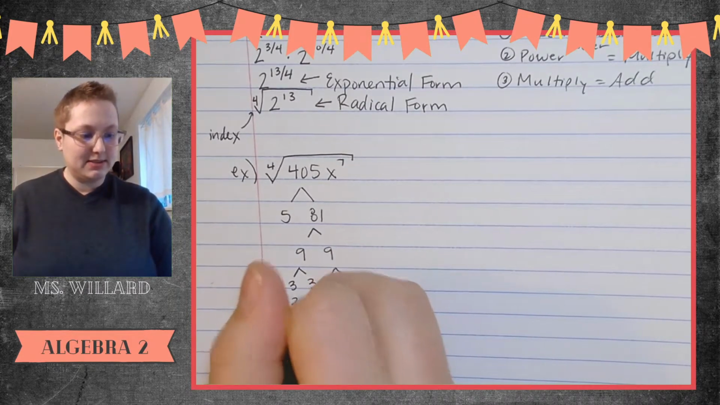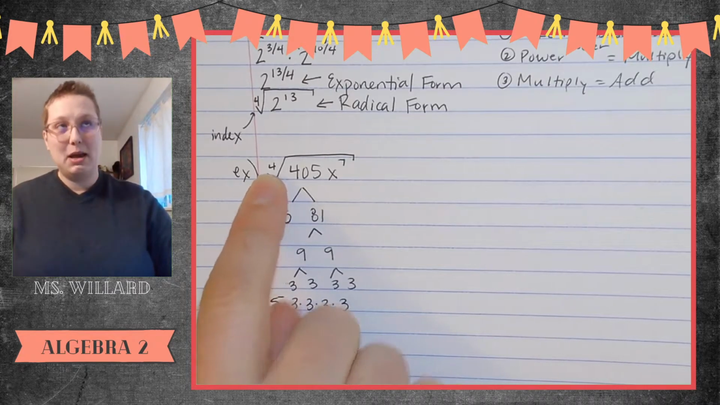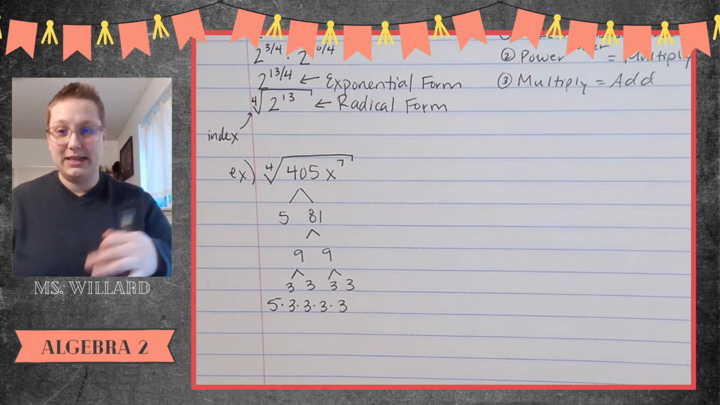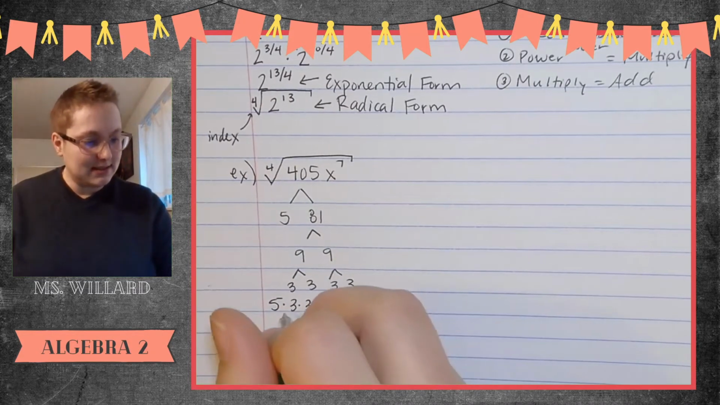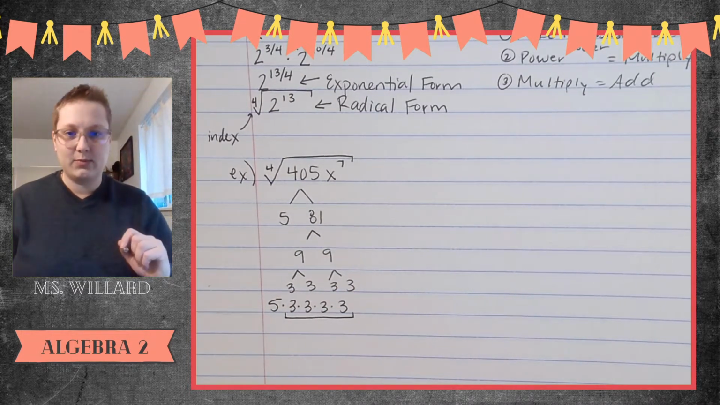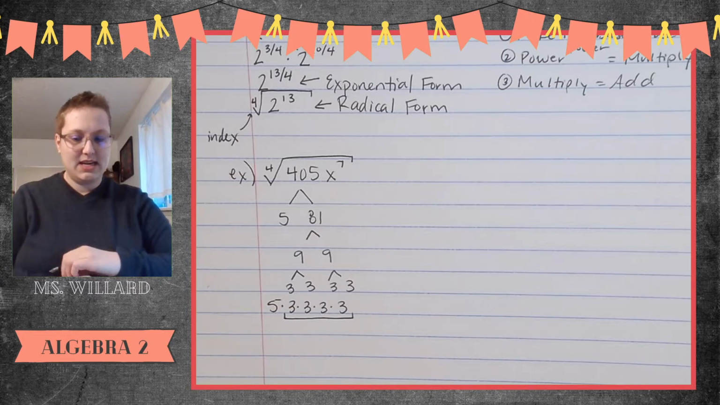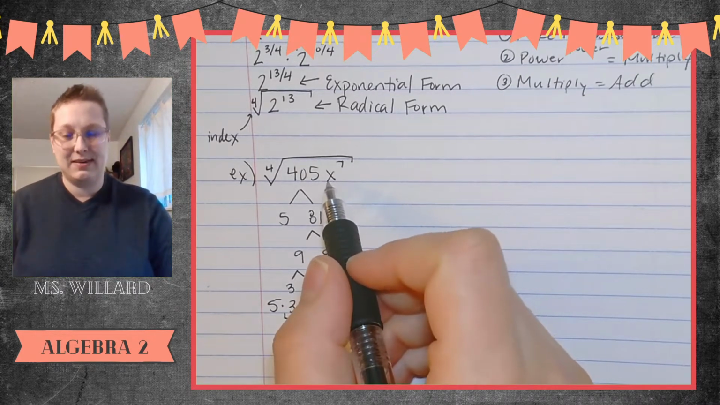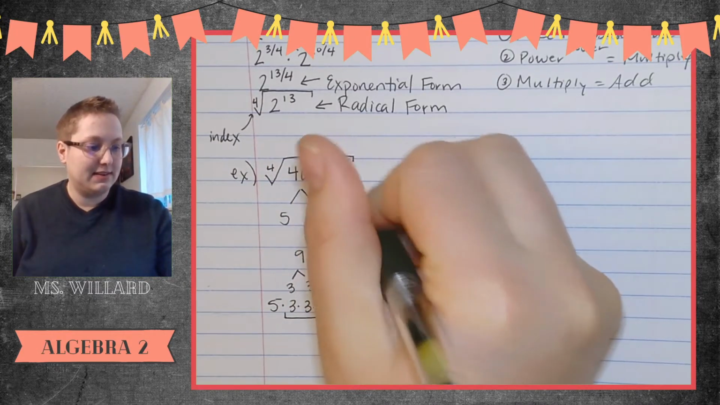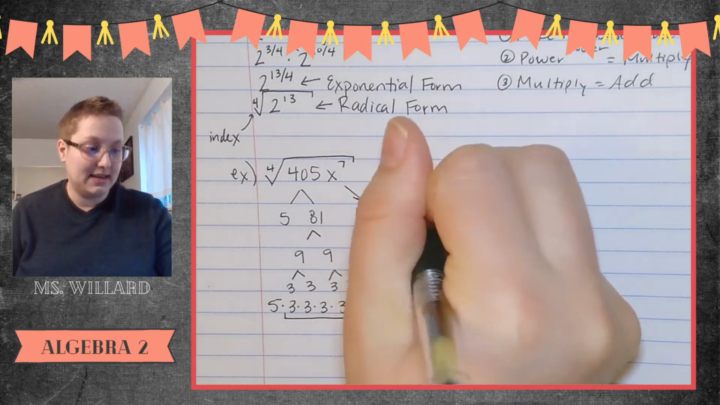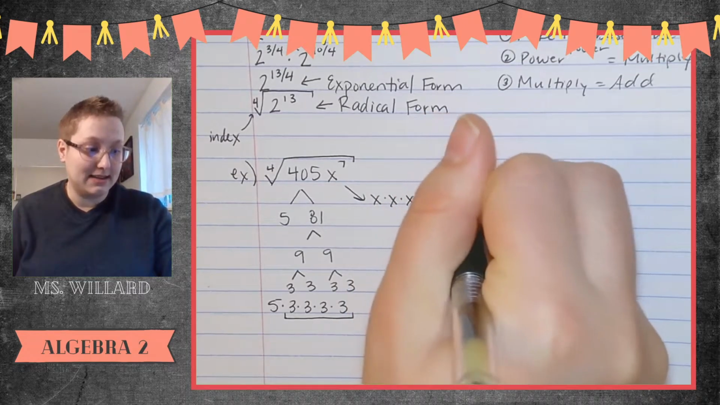Okay, now I'm looking for sets of 4 because this is a 4 in here. But if it was a 3 in here, I'd look for sets of 3. If it was a 17 in here, I'd look for sets of 17. But I want sets of 4. Okay. Now I'm going to do the prime factorization of x to the 7th as well, but I don't need to do like x times whatever. So x to the 7th is x times x times x times x times x times x times x.